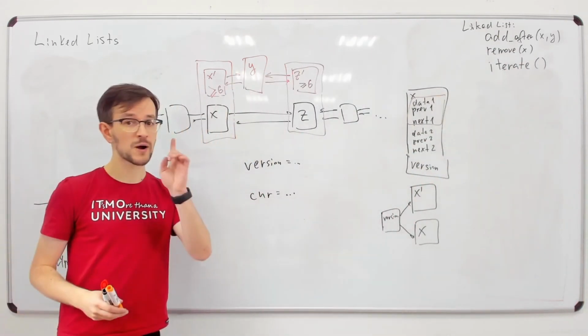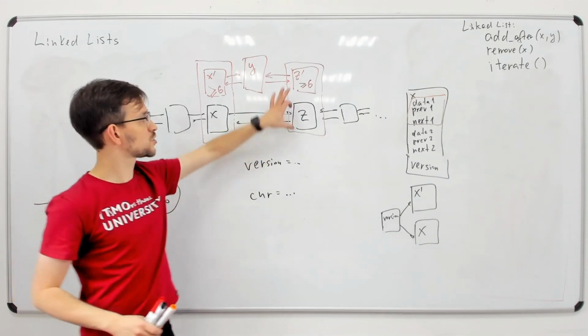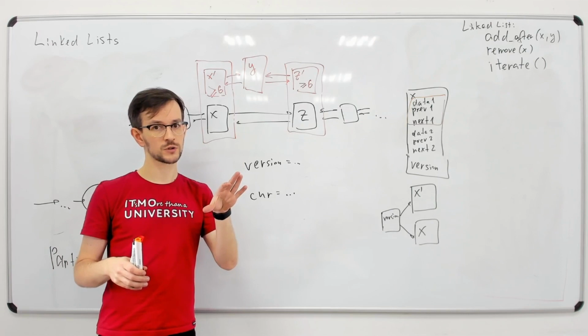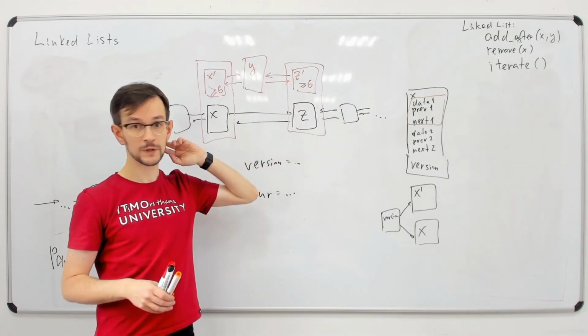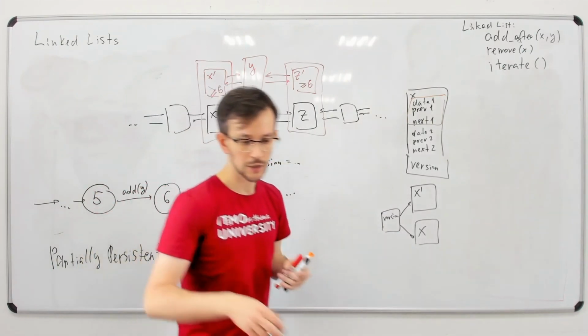What is crucial is that we will never have more than two versions in this block. So in each block like this, we will have at most two versions. We will never have more than two versions in a single block. So you can implement it like this or like this. That's important.